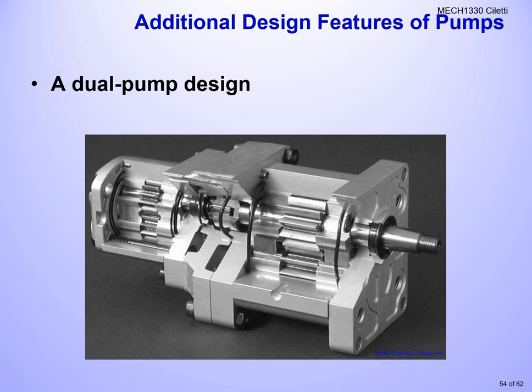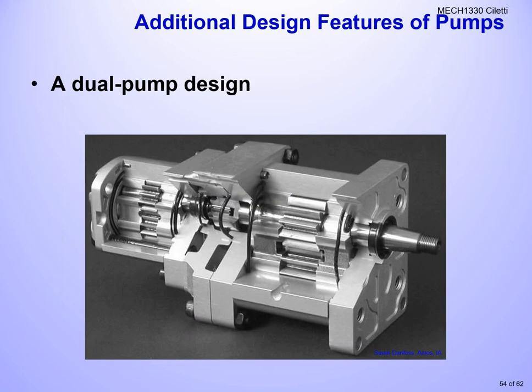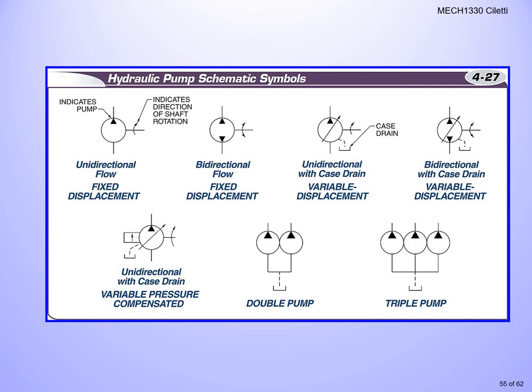We might have a dual pump design, where it's doing multiple things at once. I'll step back so you can see dual gears on this pump. But what are we really looking for? Different symbols. You need to know all these different symbols on your test. I've already talked about indicating the pump and indicating the direction of rotation. We can see where the arrows are located. I'm looking at the second one where it says bidirectional flow. We have fixed displacement. Bidirectional means that the motor can rotate clockwise or counterclockwise in this case. Then we already talked about the unidirectional with the case drain, and then we can do bidirectional with a case drain.